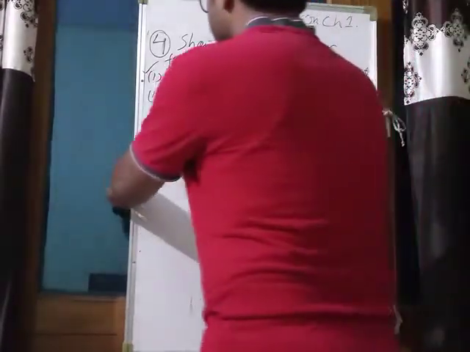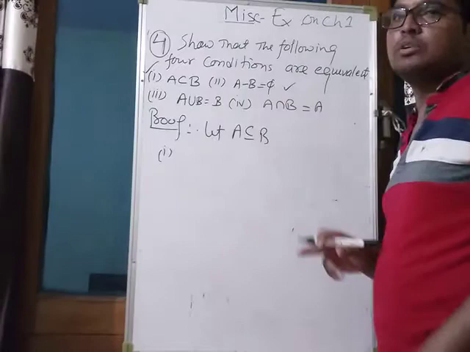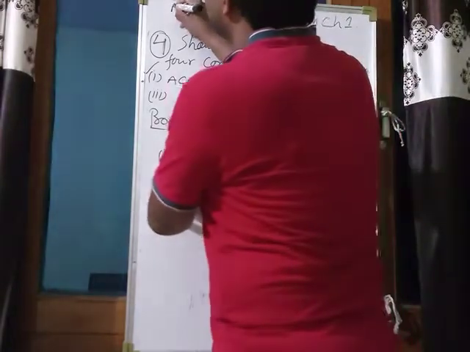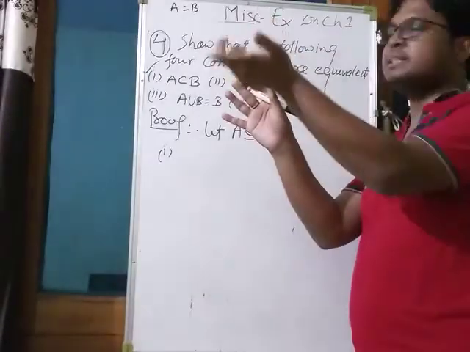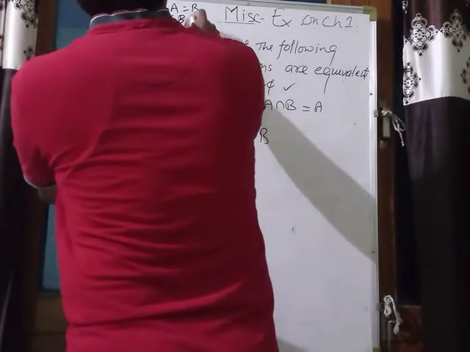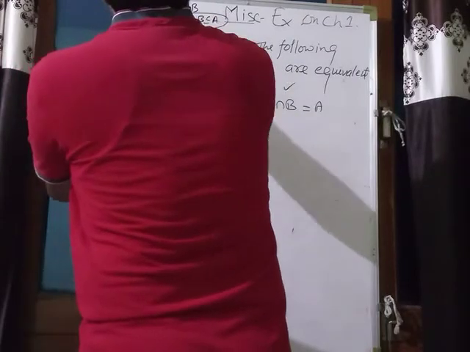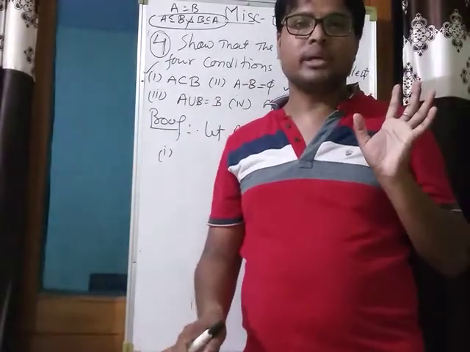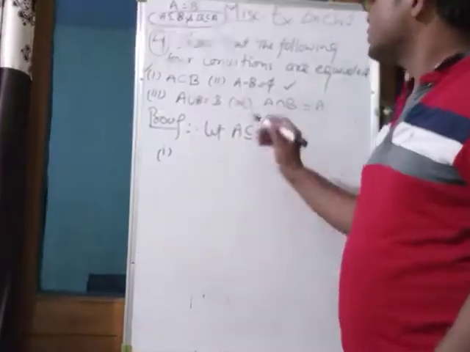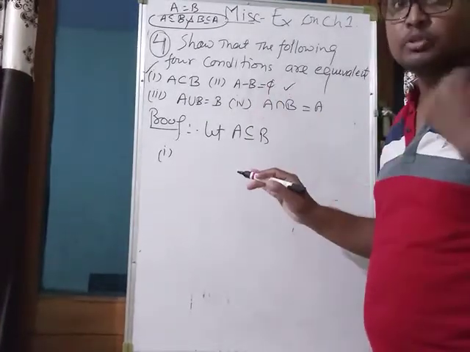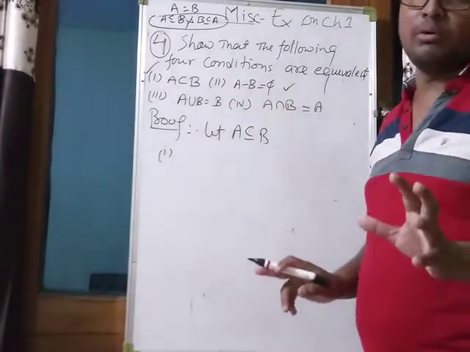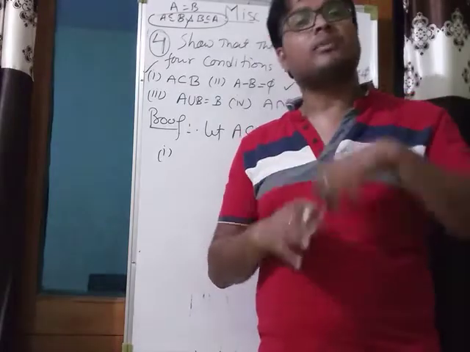Now proof of the first: A difference B is equal to phi. I told you in one question that if you want to show that a set A is equal to set B, we have to prove that A is a subset of B and B is a subset of A. If the two sets are subsets of each other, then the two sets will be equal. So here, to show A difference B equals phi, we must show phi is a subset of A difference B and A difference B is a subset of phi. We know that phi is a subset of all sets.